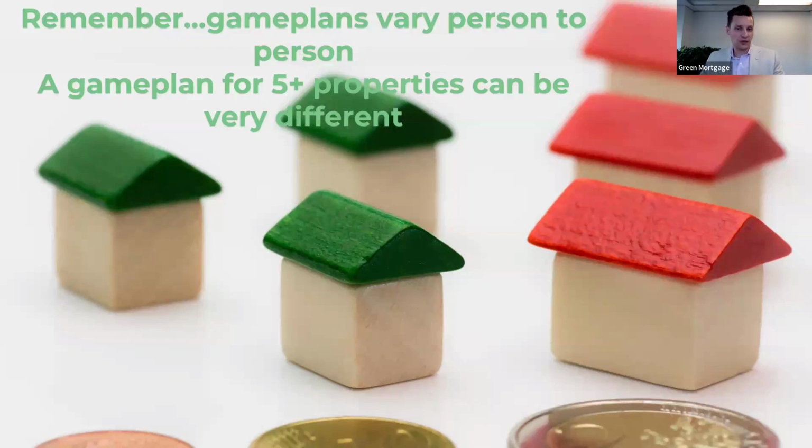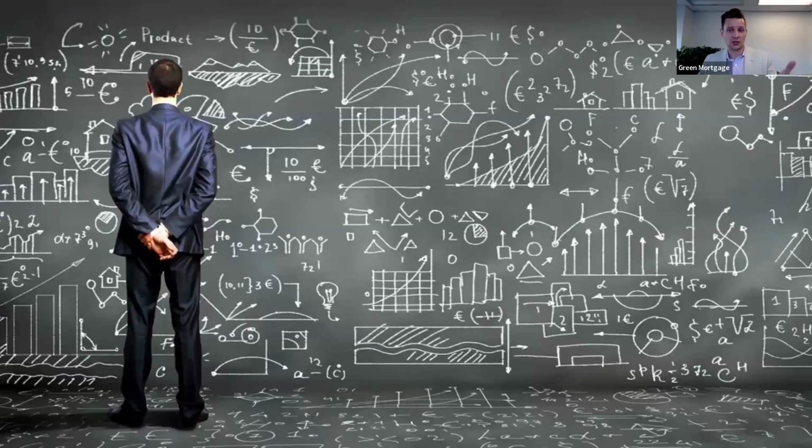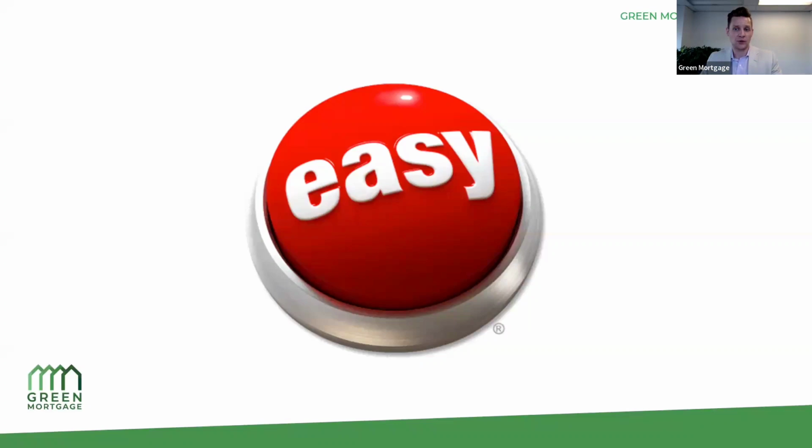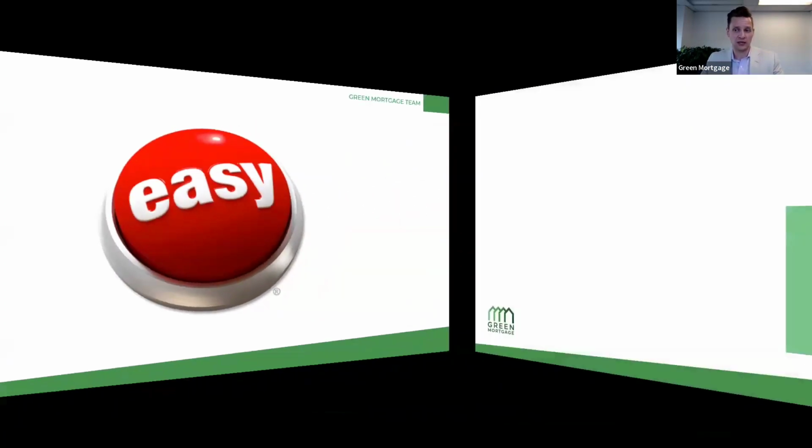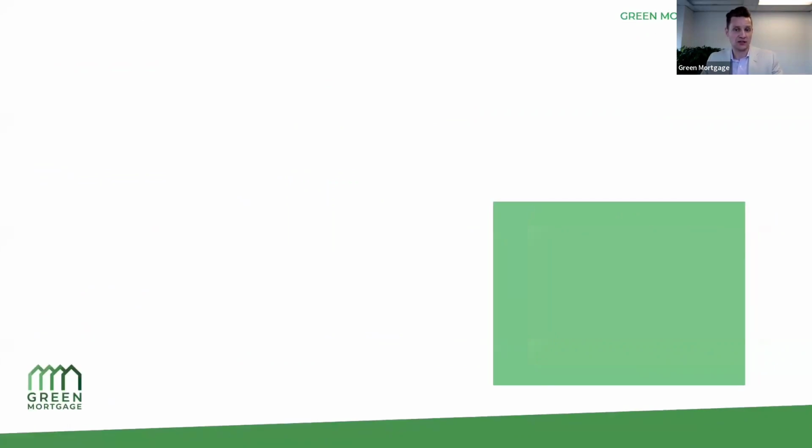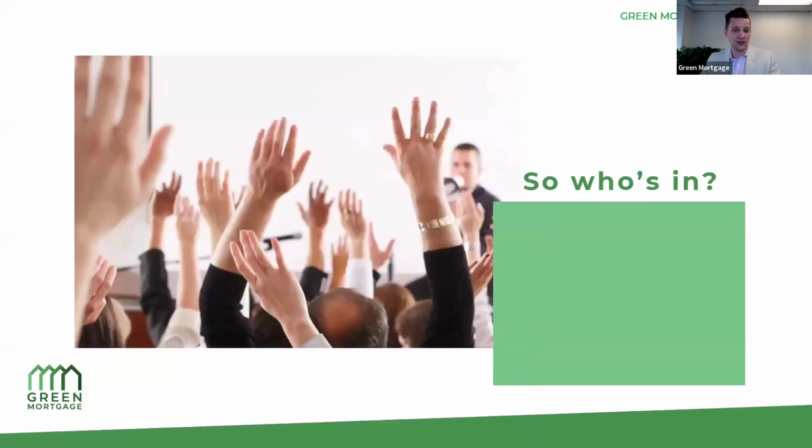So make sure that when you're creating a game plan, the game plans can vary from person to person. And a game plan for 5+ properties is very different than somebody that just wants to buy one property. It's a lot more complicated, a lot more challenging, and there's a lot of little nuances. And I know that overall, when you first get into investing in real estate, a lot of this can be very, very daunting. And so we do want to try to make it easy for you and make it simple and kind of give you a high level of what are the things that you want to do, and that's where we can help.